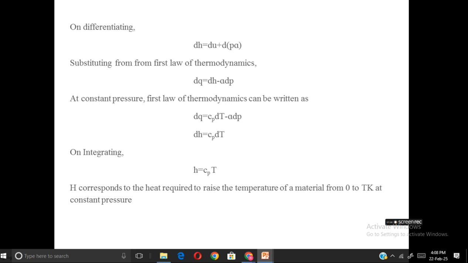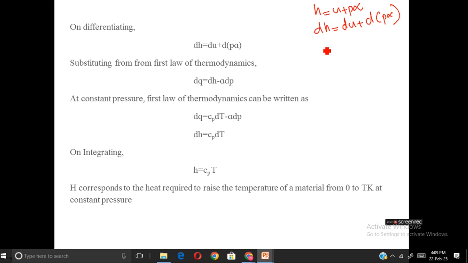So that is enthalpy. Now if we differentiate H is equal to U plus P alpha, the enthalpy of the system, we will get dH is equal to dU plus d of P alpha. So we got H is equal to U plus P alpha, and differentiating it, it becomes dH is equal to dU plus d of P alpha.